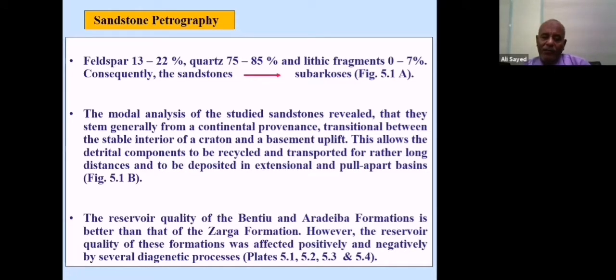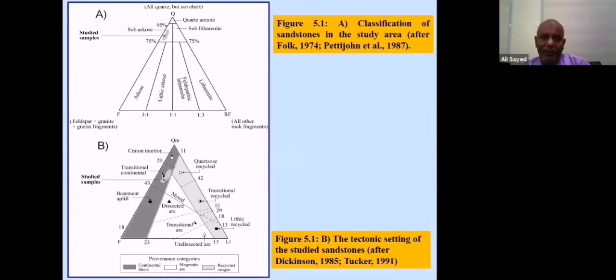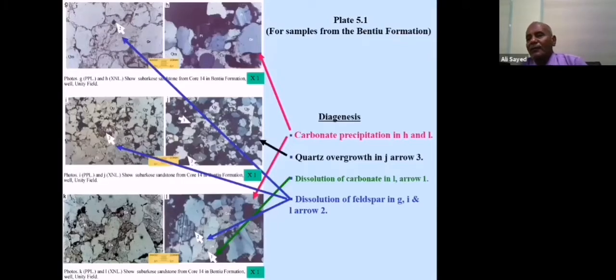The reservoir quality of Bantu and Aradeva is better than that of Zerga formation. However, the reservoir quality of these formations was affected positively and negatively by several diagenetic processes, as we will see. These triangles show the sandstone samples taken from core samples, indicating that all of this sandstone belongs to the subarkose group. Here, using the thin section under the microscope, you can see the diagenetic processes.